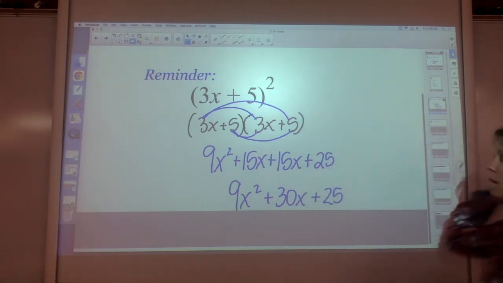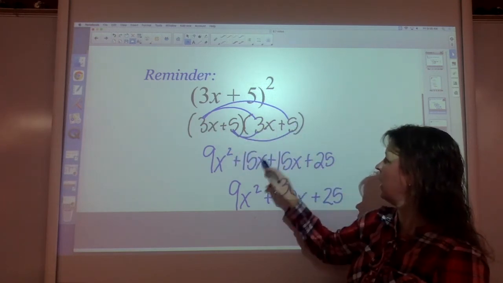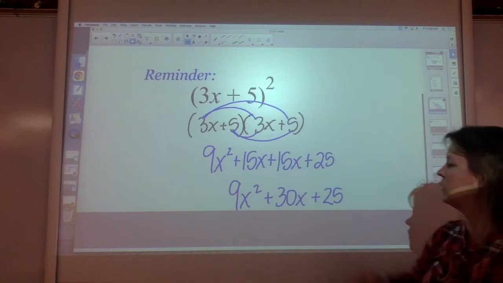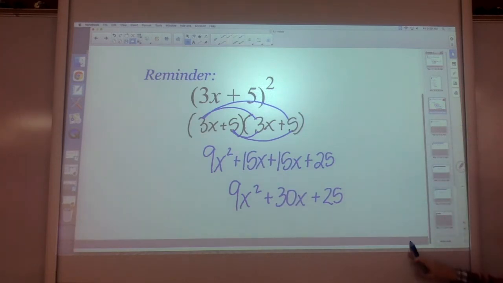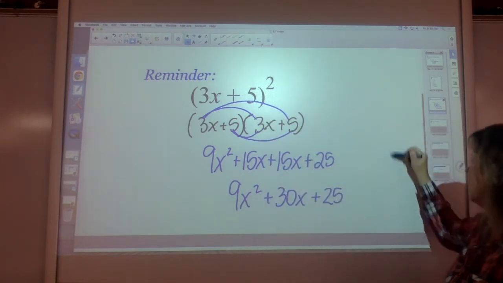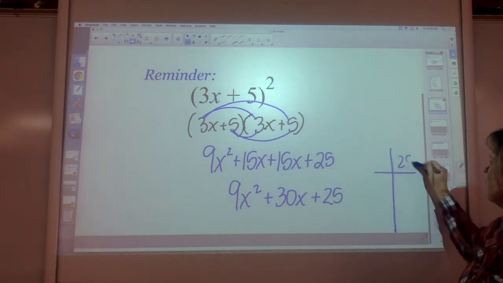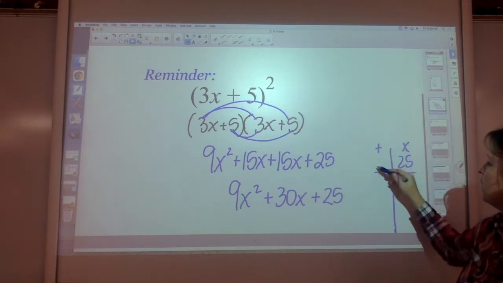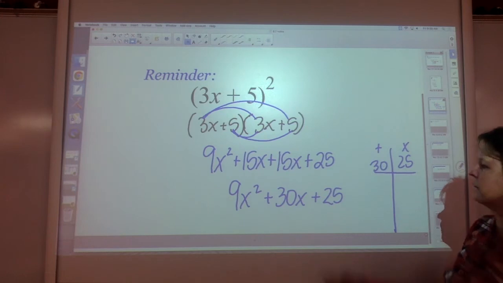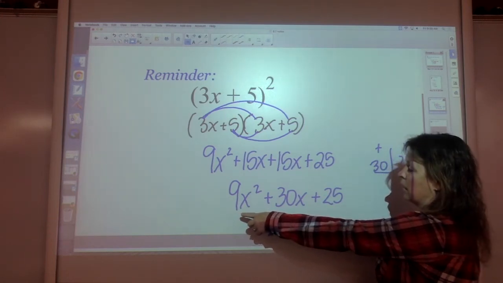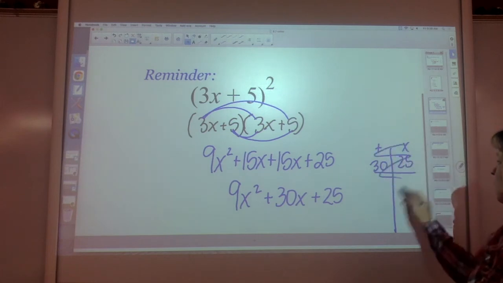How did we get that? When you take 3 times 5 two different times. 3 times 5 is 15, 5 times 3 is 15. That's how you get it. So we are going to have to practice working it backwards. We can't do our little t-chart over here and say two numbers that multiply to make 25 and add to make 30. That doesn't work when there's a 9 out in front. That's not okay. So this method isn't going to work.